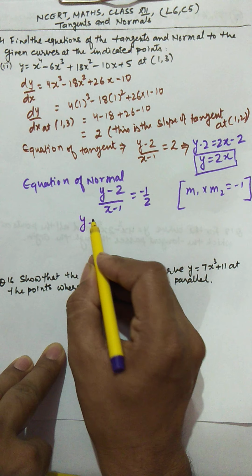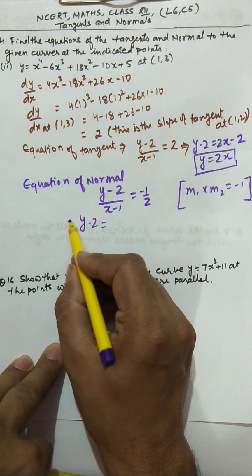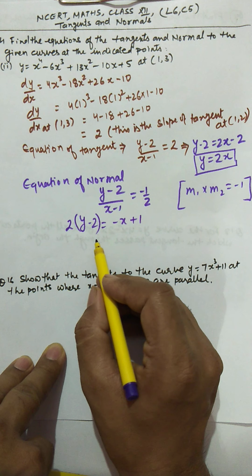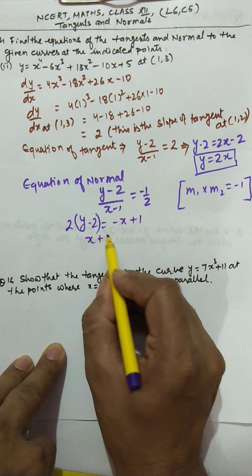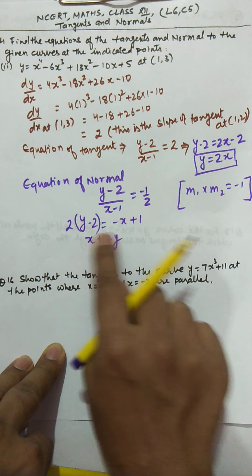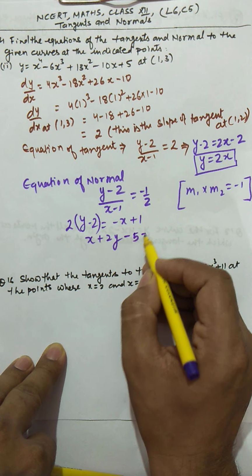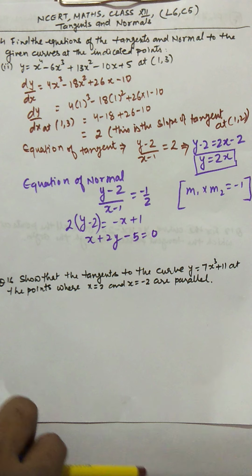Now we can simplify: y minus 2, this is multiplied by 2, and this is minus x, and this is plus 1. So you can write x plus 2y, and this is minus 4, bring this minus 4, this minus 5. So this is minus 5 equal to 0.